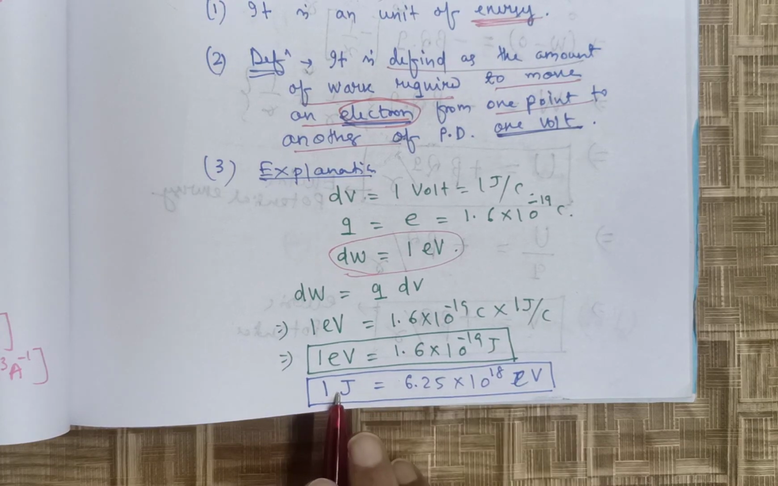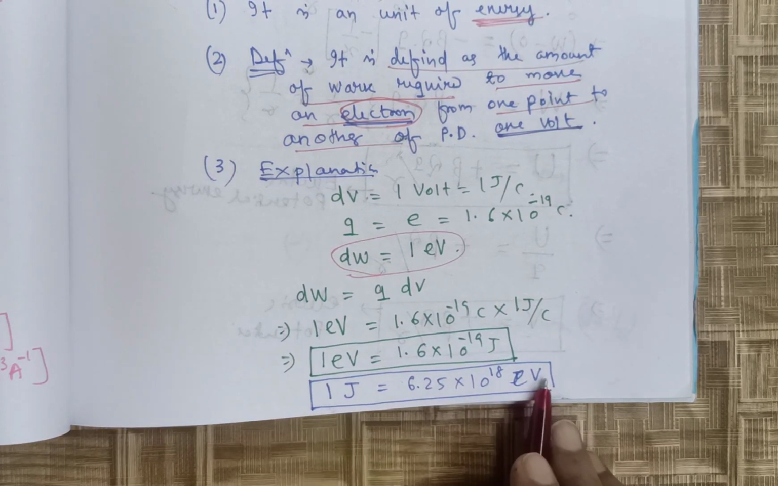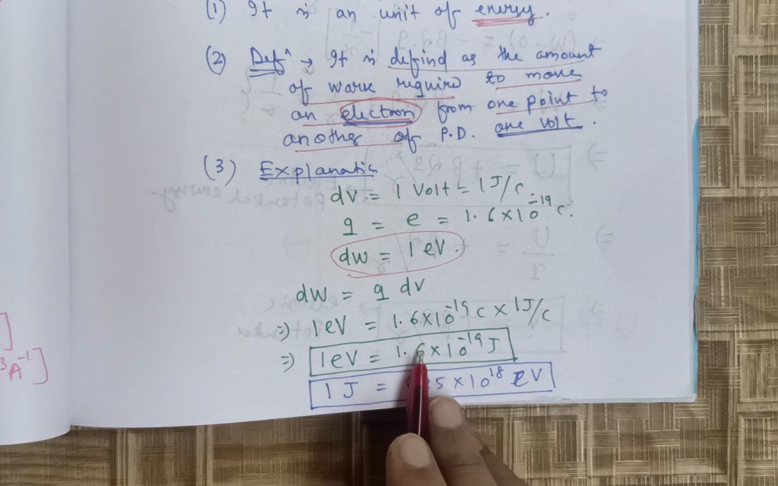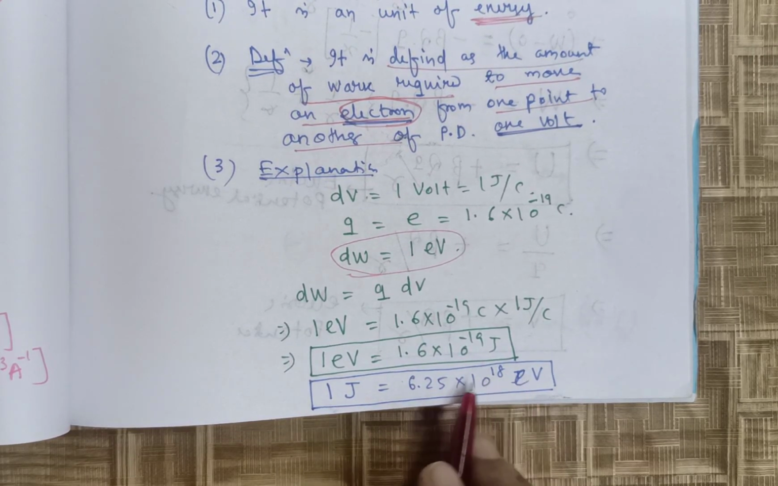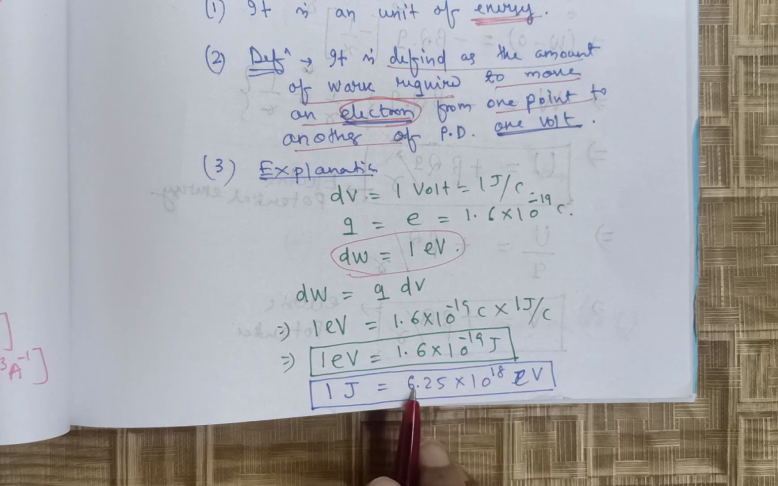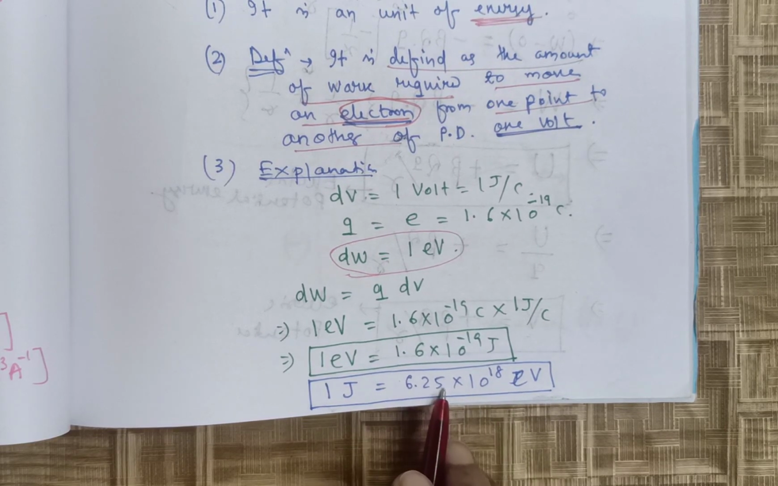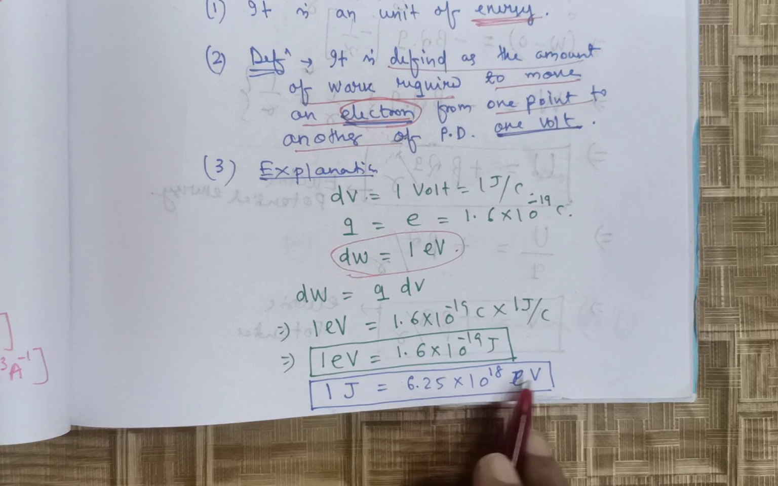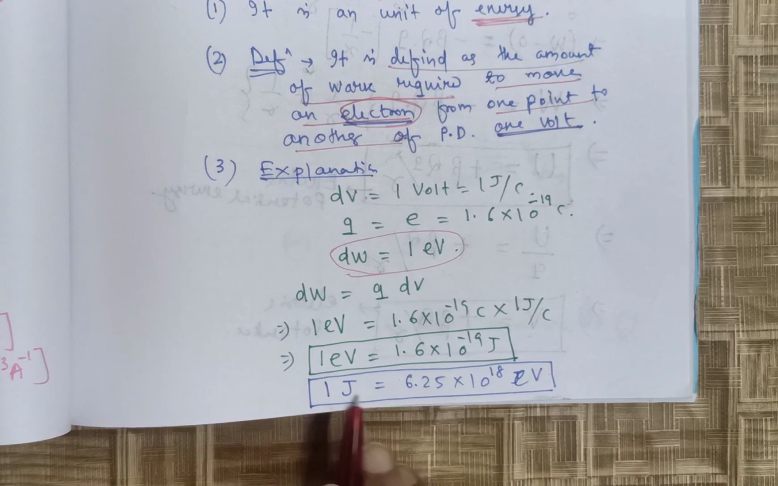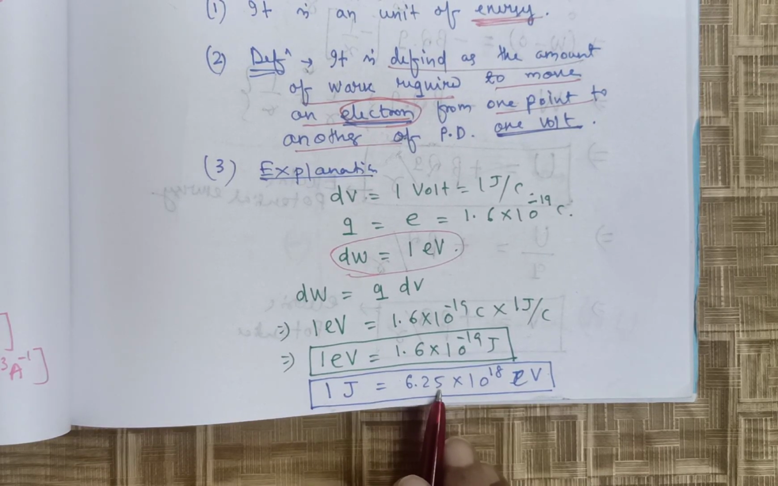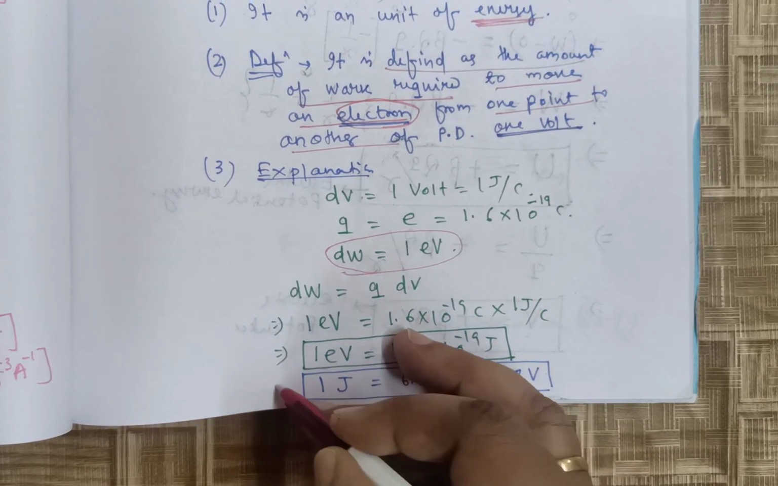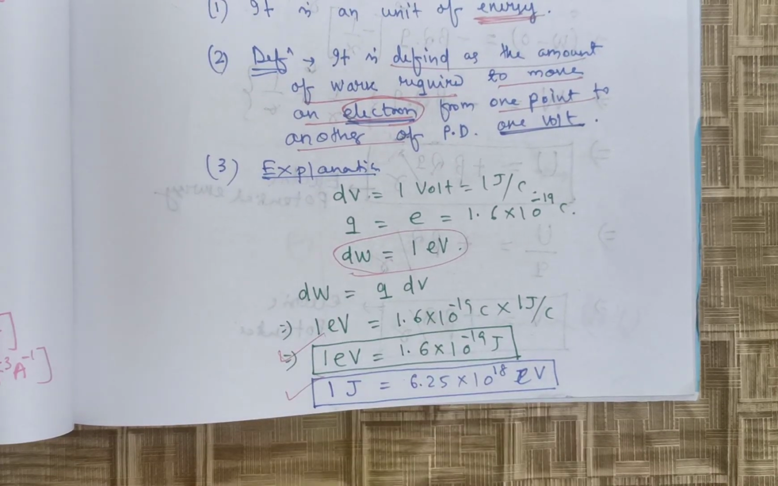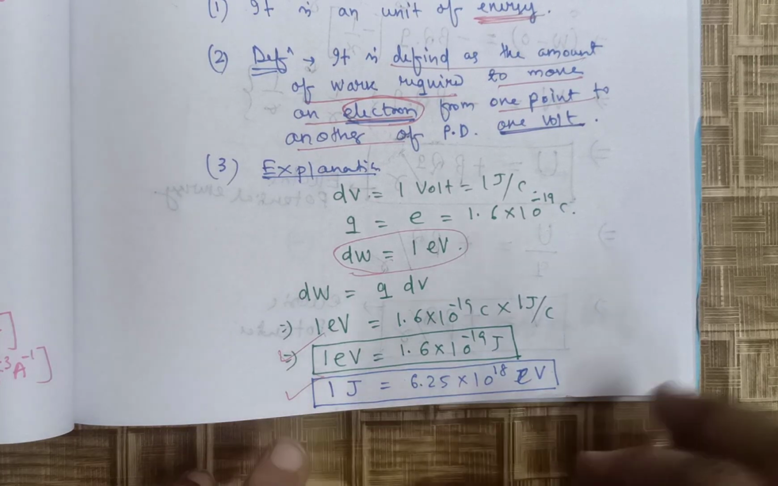If 1 joule is asked in electron volt, you can write 1 divided by 1.6 times 10 to the power minus 19 electron volt. That is a simple calculation, and it gives 6.25 times 10 to the power 18 electron volt. So 1 joule is equal to 6.25 times 10 to the power 18 electron volt. This is the relation between electron volt and joule, and this is the relation between 1 joule and 1 electron volt.